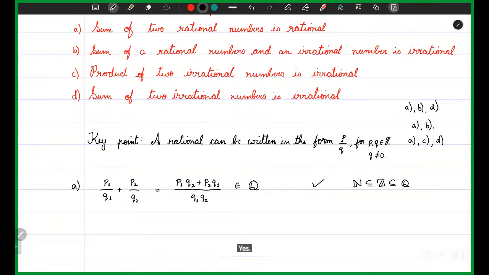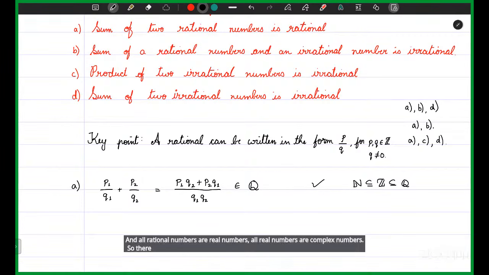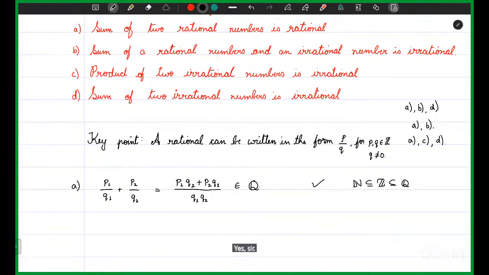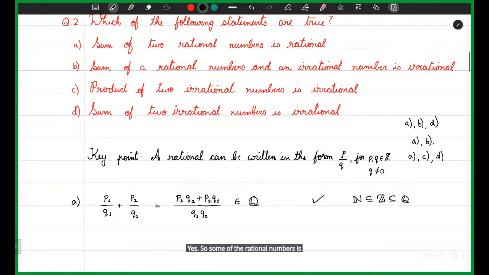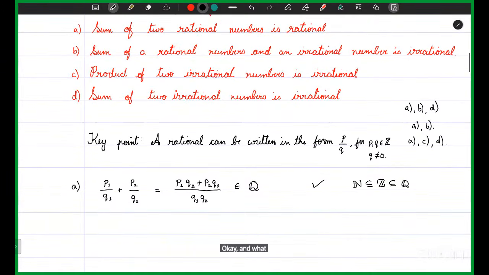This is true. All natural numbers are integers and all integers are rational numbers, and all rational numbers are real numbers, all real numbers are complex numbers. So there is an increasing set of inclusions. Irrational numbers and rational numbers together are called real numbers. So the sum of two rational numbers is rational. Okay. And what about B?